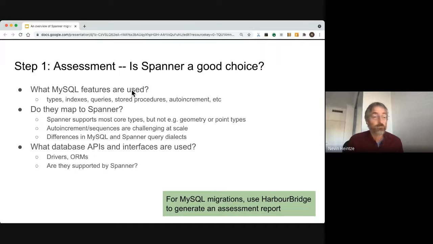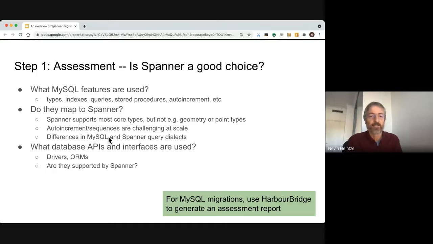So Spanner supports most core types, but not some of the more exotic types, geometry types, and point types that MySQL has. Spanner also doesn't support stored procedures, and the usual solution there is to pull that functionality into application code. Auto increment and sequences are not supported in Spanner either, and these are challenging to handle at scale because of the hotspots they can generate. We recommend using random generation of IDs to spread the load across the key space, and there are several other alternatives. There are differences between the query dialect of MySQL and Spanner. So for some migrations, query translation is a really critical component.